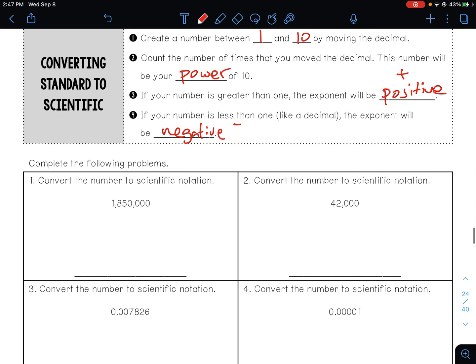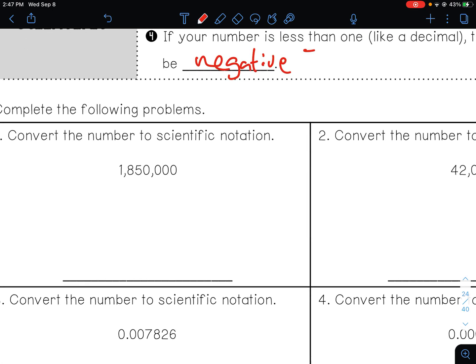All right, so complete the following problems. Let's go ahead and take a look. We want to convert this large number into scientific notation. Now, this is a pretty big number. It's not huge, but it's pretty big. So we want to take this number right here and turn it into a number between 1 and 10. To do that, I take the decimal, which ordinarily would be right over here. That's where the decimal normally would be. And I want to move it inward so that it's a number between 1 and 10. Basically, I only want a single digit in the ones place.